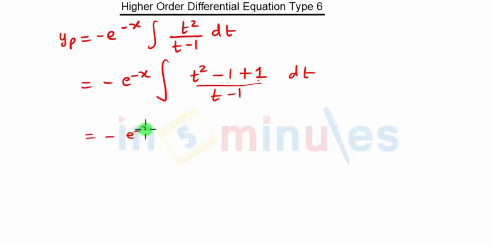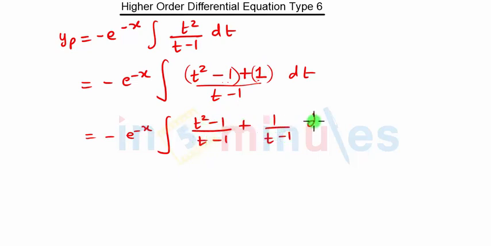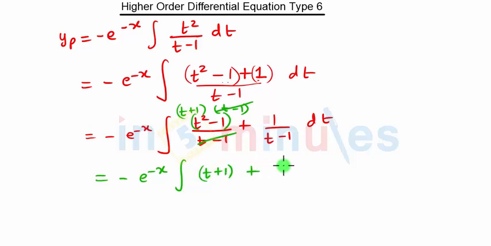So e raised to minus x integration of, I am going to separate this term and this term, that is (t square minus 1) upon t minus 1 plus 1 upon t minus 1 dt. Now t square minus 1 can be represented as (t plus 1) into (t minus 1). So this t minus 1 will get cancelled from here, so we get minus e raised to minus x integration of (t plus 1 plus 1 upon t minus 1) into dt.